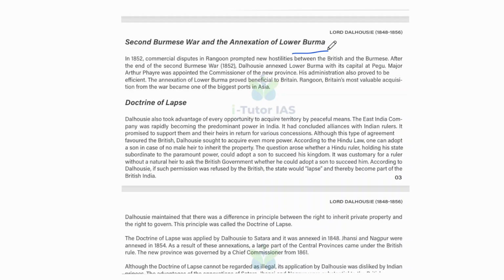And after the end of the Second Burmese War, that is in 1852, Dalhousie annexed Lower Burma with its capital at Pegu, and Major Arthur Phayre was appointed the commissioner of the new province, and his administration also proved to be efficient. The annexation of Lower Burma proved beneficial to Britain, and Rangoon, Britain's most valuable acquisition from the war, became one of the biggest ports in Asia.